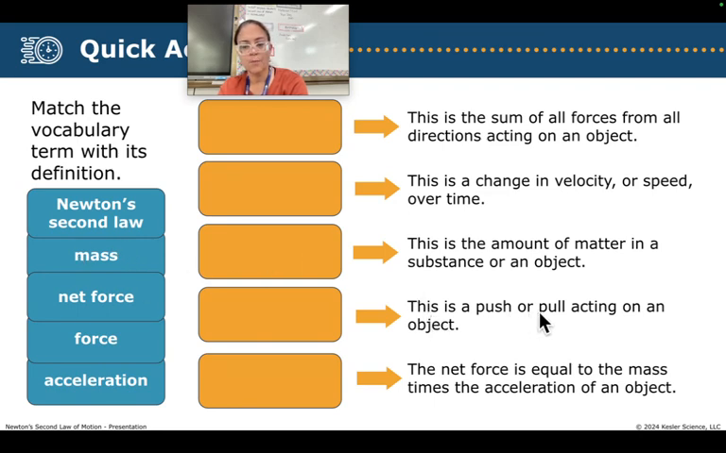This is a push or pull acting on an object. We should definitely know that one because we've covered it a lot. That's our force. And then process of elimination, because there's only one we haven't picked yet. The net force is equal to the mass times the acceleration of an object. That's going to be Newton's second law. Okay, so we have, what was it? Net force, acceleration, mass, force, Newton's second law. Sorry, I misread that first one.